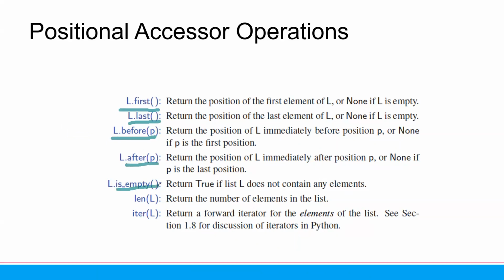And yeah, we have is_empty, as for all abstract data types. If it is empty, then true. If it is not empty, then false. Length, we want to know how many elements are in the positional list. Iter, it means we want to make the iteration for every element.